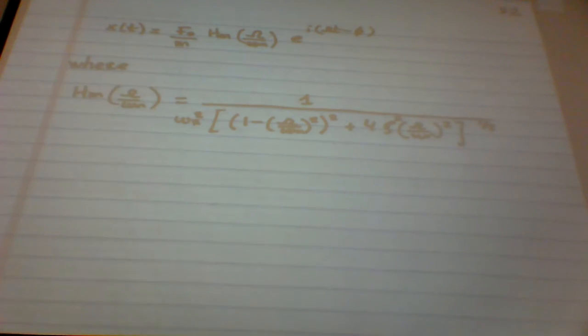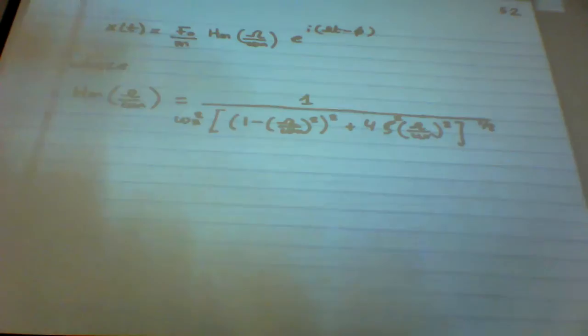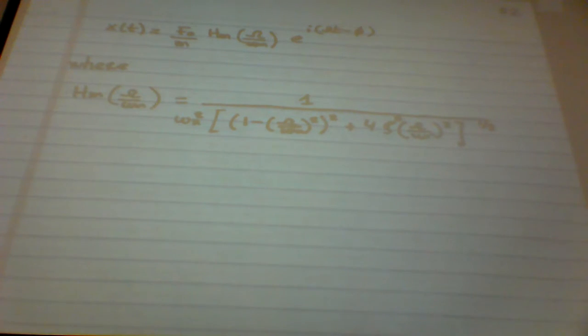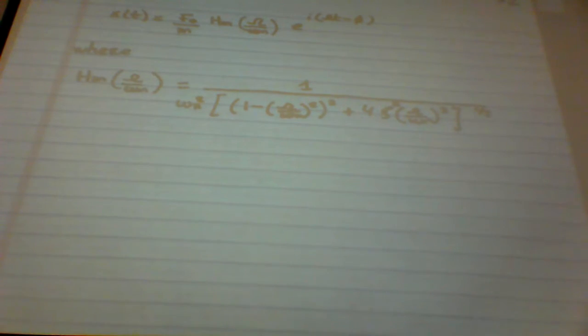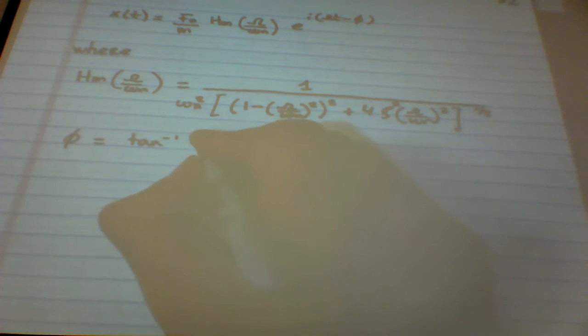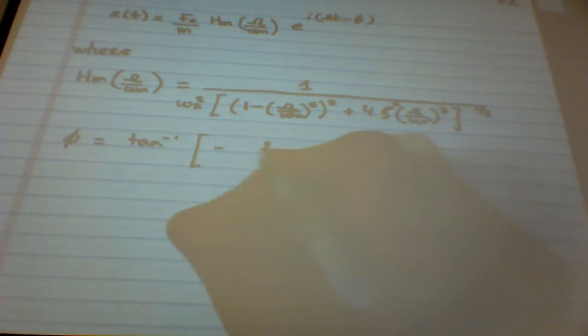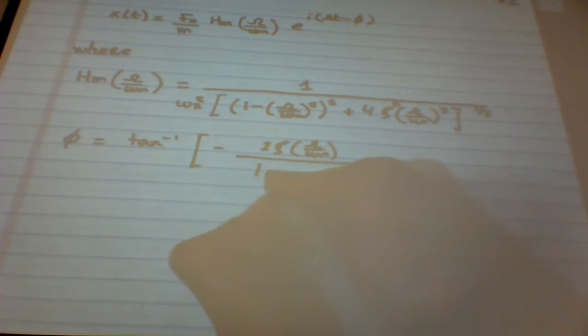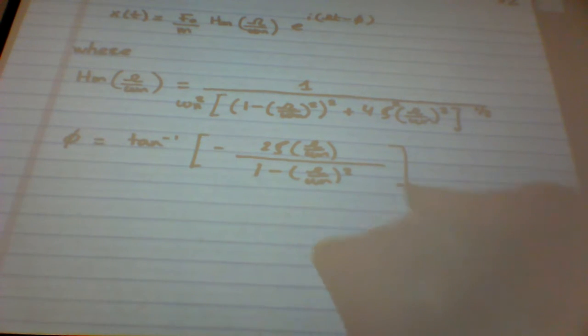Okay, so now it looks complicated. And what was the expression for phi over here, since you have it? It was the arctangent of minus 2 psi times the ratio of frequencies, divided by 1 minus the ratio of frequencies squared. Okay, thank you so much.